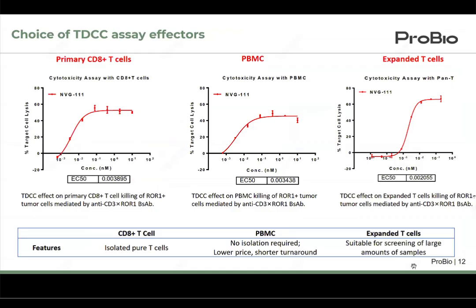When you do the TDCC assays, you have 3 different options for the effector cells. Most people commonly use the PBMC, the one in the middle, as the effector cells. But depending on the source of the PBMC, you may experience some fluctuations or noise issues when you're doing the TDCC assays. That's why people may do some T cell sorting to select out the CD8-positive T cells or the pan T cells as the effector cells for the TDCC assays.